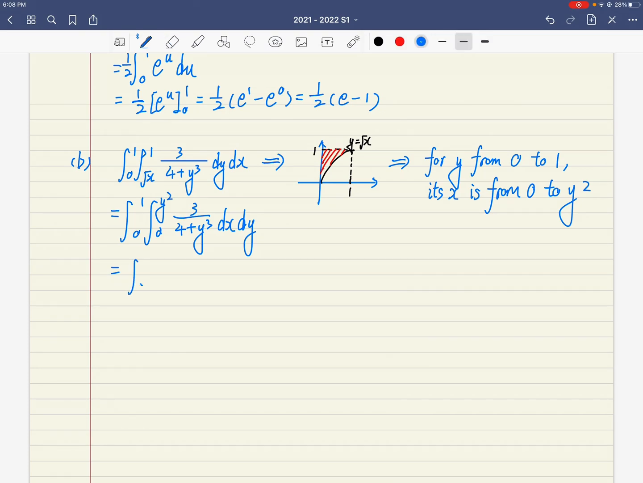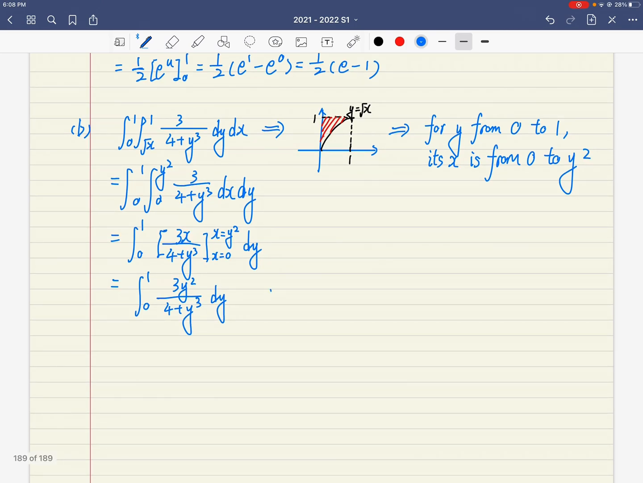So now, if you integrate it by x, then no matter how complicated this part is, it's very easy. Just replace it by x. So it's 3x over 4 plus y cubed for x from 0 to y squared. So it is from 0 to 1, 3y squared over 4 plus y cubed dy.